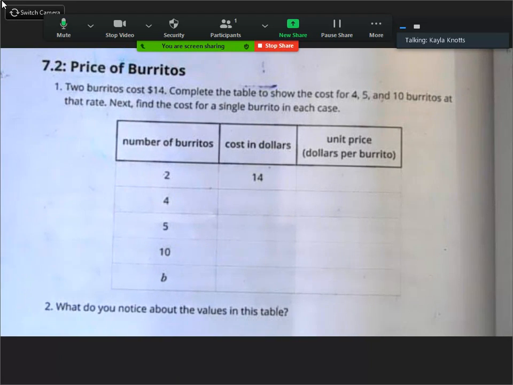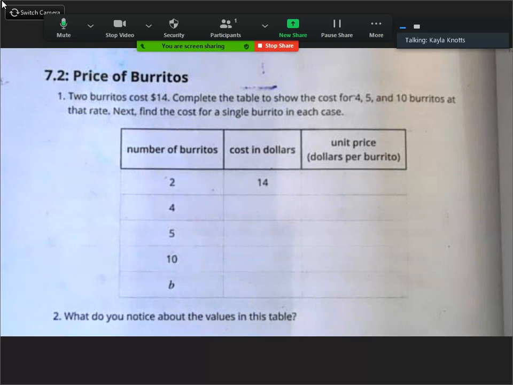Okay, so we are going to be on page 284. We are looking at lesson 7. Equivalent ratios have the same unit rates. Remember, unit rates means price per one. So the dollars per burrito is what we're looking at. So right now we know 2 burritos cost $14. Complete the table to show the cost for 4, 5, and 10 burritos. And then we need to find out how much it costs for a single burrito in every single case.